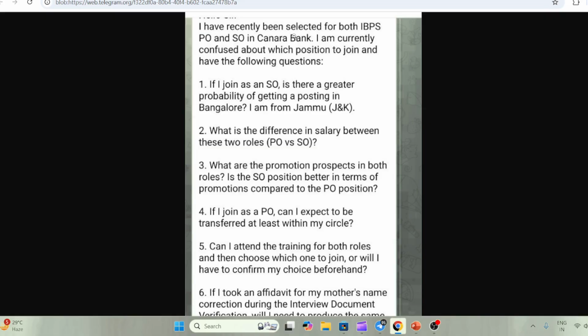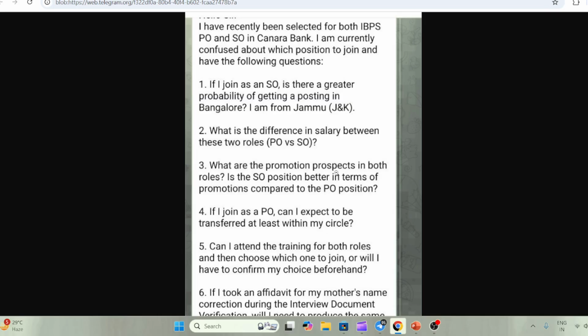I have recently been selected for both IBPS PO and SO in Canara Bank. I am currently confused about which position to join and have the following questions. If I join as SO, is there a greater probability of getting a posting in Bangalore? Yes, if you join as SO, then the answer is yes. Next question: what is the difference in salary between the two roles? No difference. Zero rupees difference in salary.